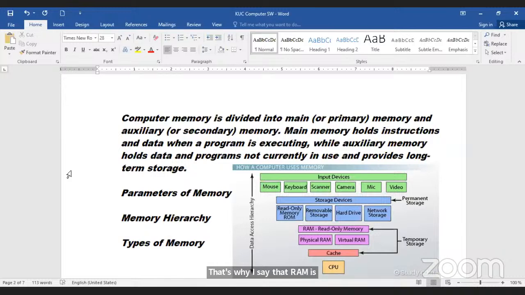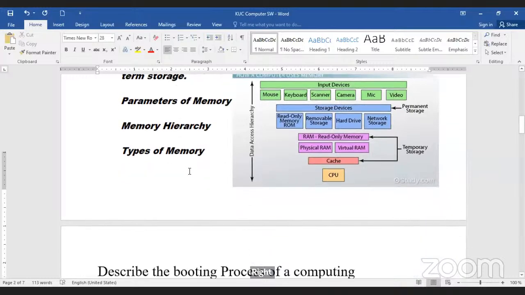Also, RAM is dynamic. The content of the RAM keeps on changing. So we can say that the contents stored on the RAM are usually dynamic in nature, while the contents stored on ROM are static. So maybe in the exam, they can ask you to differentiate between RAM and ROM.